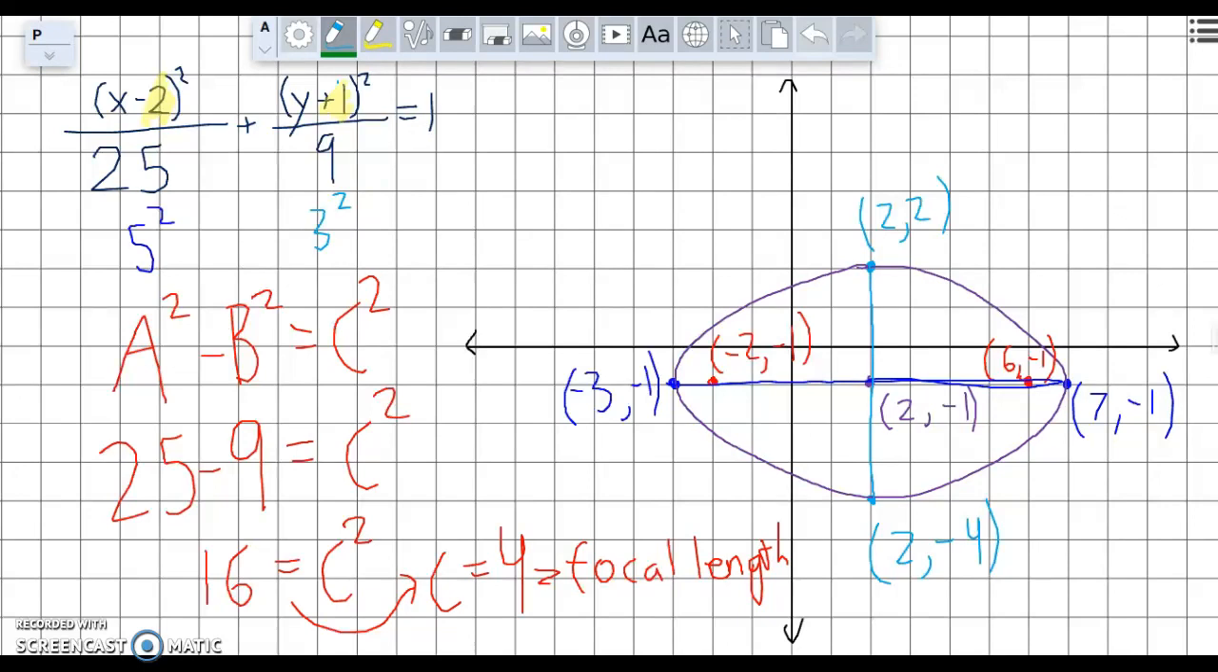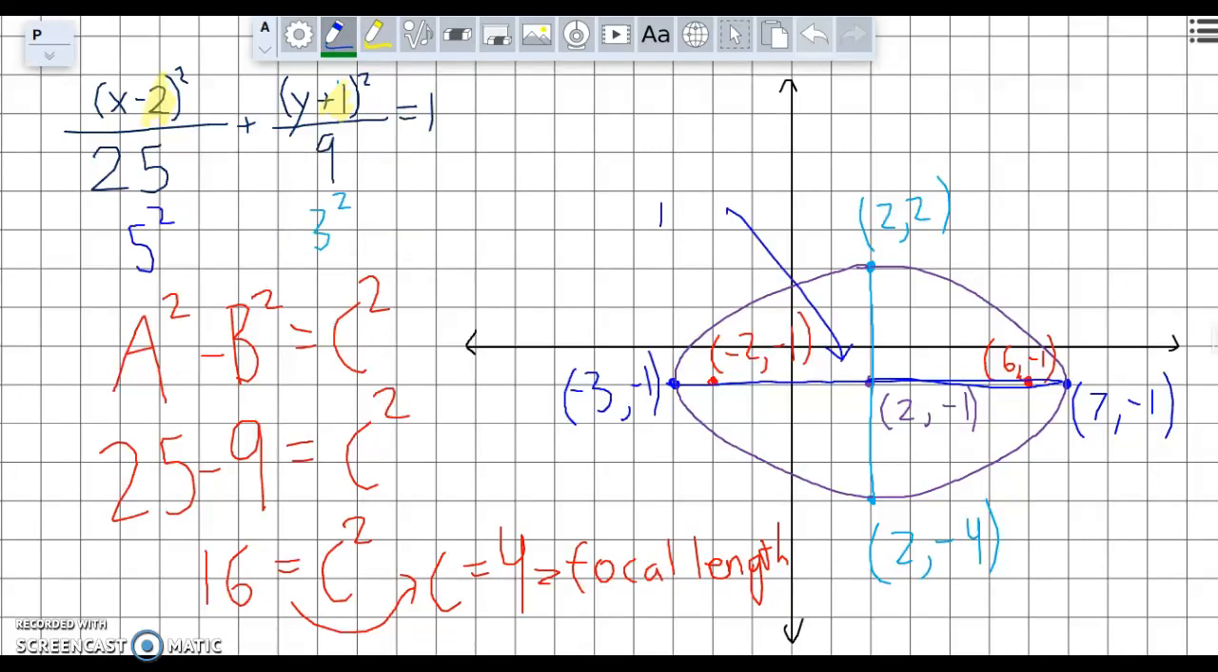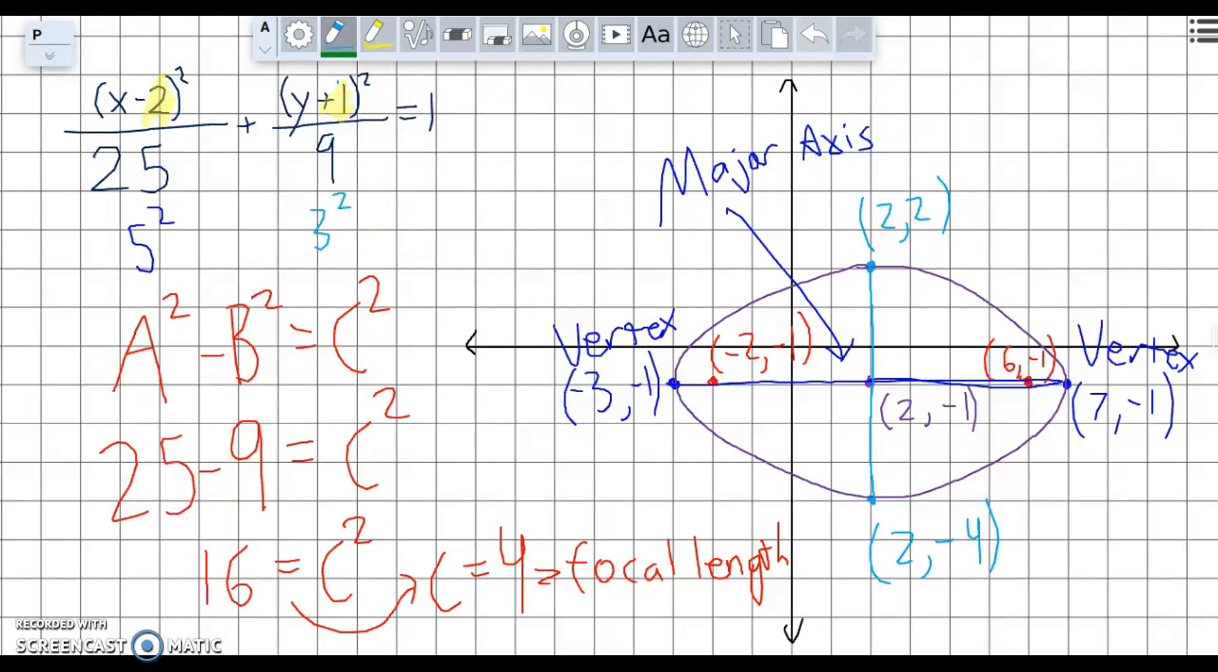This line, those are axes. One's the major axis, one's the minor axis. The major axis is the bigger one. The major axis is this one. The tips of the major axis are my vertices. The lighter blue line, the smaller axis, the smallest diameter, is the minor axis. And the tips of my minor axis are my co-vertices.